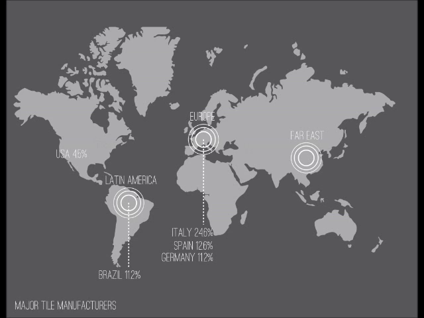Europe, Latin America, and the Far East are the largest producers of tile, with Italy the leader at 16.6 million feet per day as of 1989. Following Italy at 24.6% of the world market is Spain at 12.6%, Brazil and Germany both at 11.2%, and the United States at 4.5%.